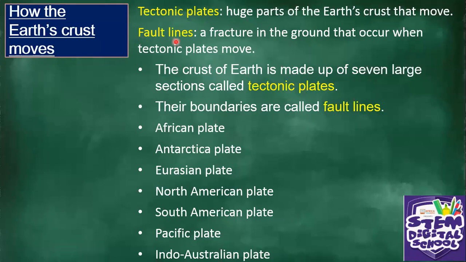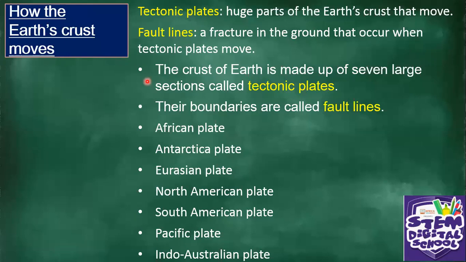And what are fault lines? It is a fracture in the ground that occurs when tectonic plates move. So we call them fault lines. So when these tectonic plates move, they leave a fracture. That fracture is called what? Fault line.